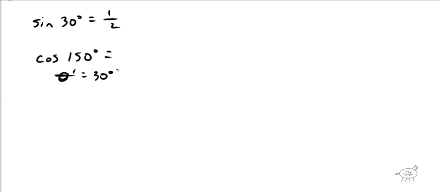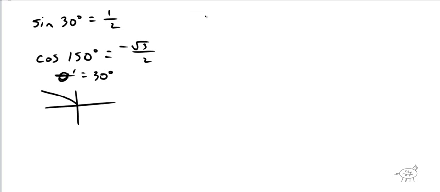If I said sine of 30 degrees, you should know that this is a really basic one. Sine of 30 is 1/2, right? Let's just stick with some basic ones. So cosine of 150, you're going to say the reference angle is 30 degrees, and cosine of 30 is root 3 over 2. And you're going to say all students take calculus, so we're over here, and cosine is negative, and so that's your answer. Those are pretty easy.